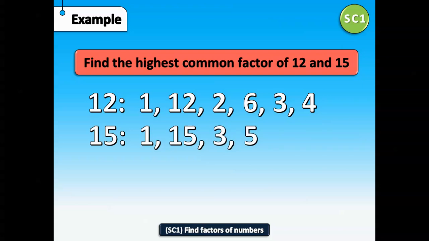Then we look for numbers that are in both lists, so these would be common factors. So we've got 1 and 3. But we want the highest common factor. So the biggest number that's a factor of both 12 and 15 is 3. So the highest common factor is 3.